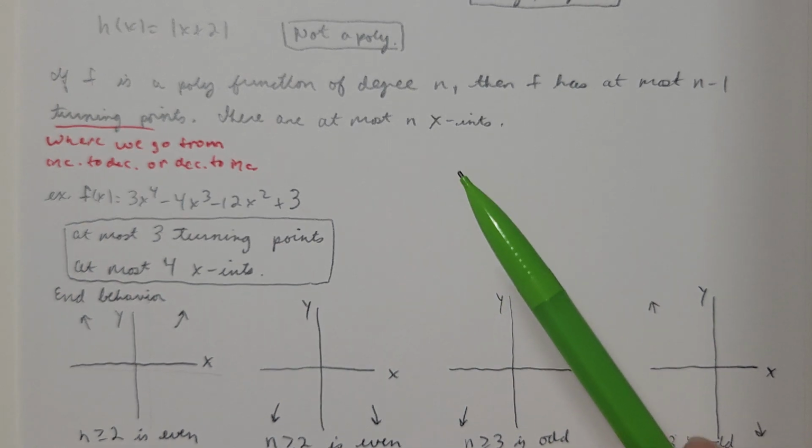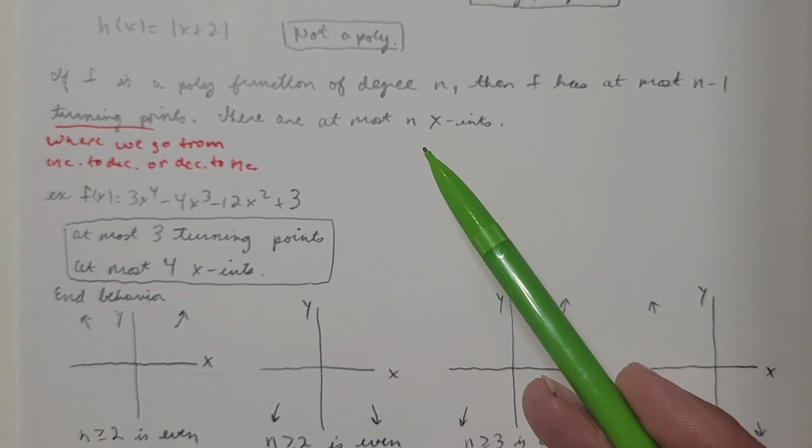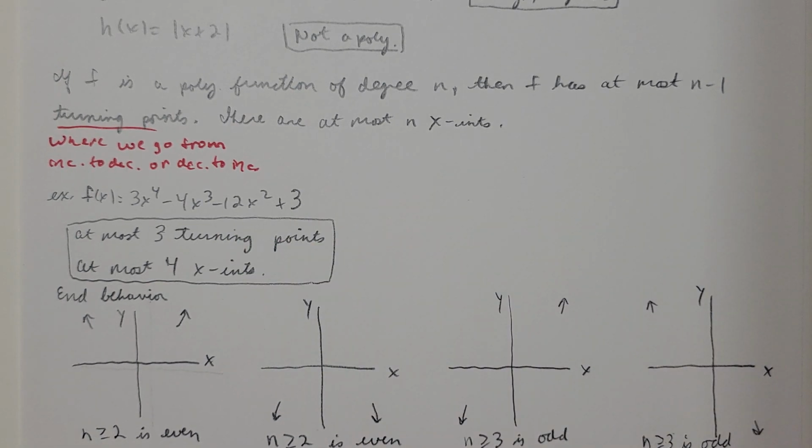There would be at most 4 x-intercepts. So the degree is 4. And again, the words at most, that's key. So there might be only 2 x-intercepts, or there might be no x-intercepts. Okay, there's just not going to be more than 4 x-intercepts.